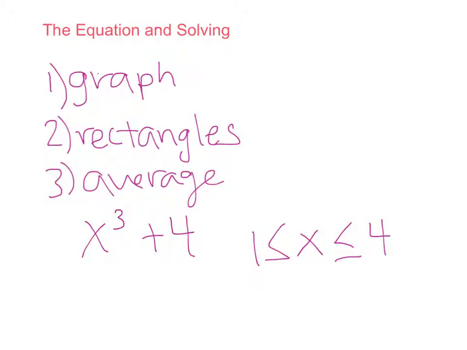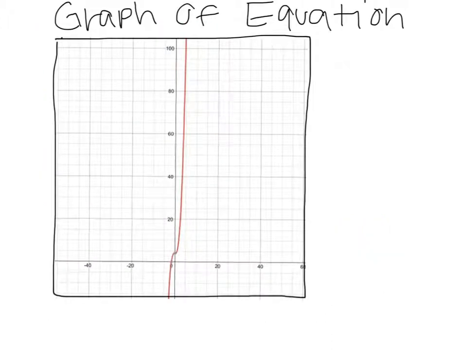The first steps for finding the area under the curve for this equation are: 1, to graph the equation; 2, to find the left and right endpoint rectangles; and 3, to average the areas of the left and right endpoint rectangles. This is our equation when graphed.